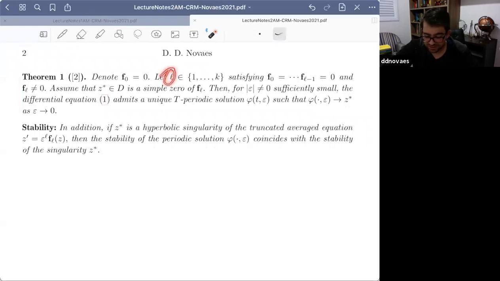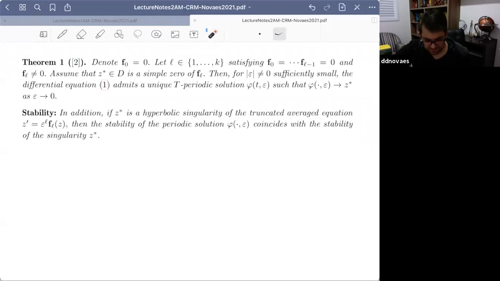So we have L as the index of the first non-vanishing averaged function, and the result states that if z is a simple zero of FL, then for epsilon sufficiently small, the difference equation admits a unique periodic solution that converges to a constant function corresponding to the simple zero of FL as epsilon goes to zero. Okay.